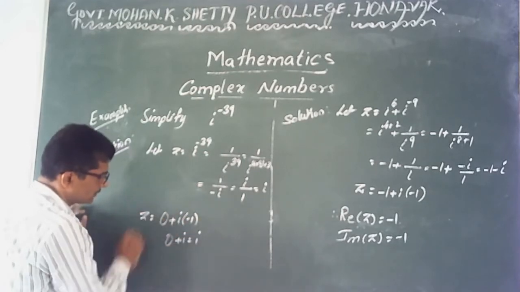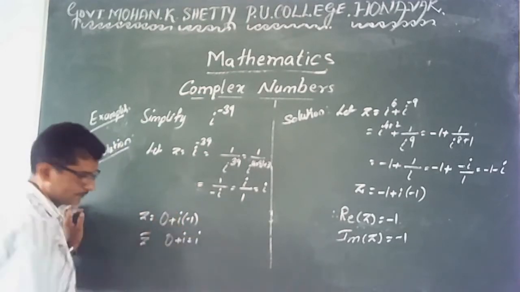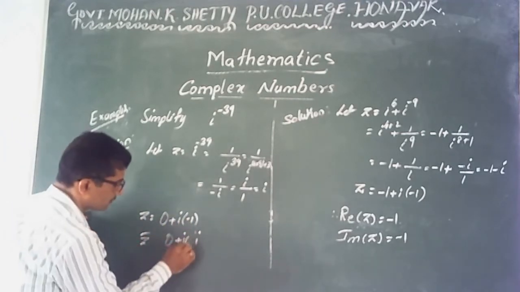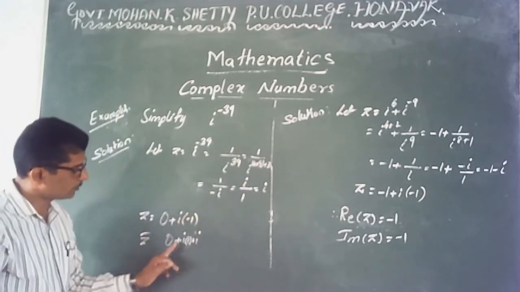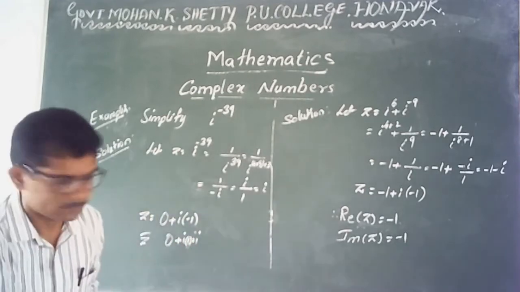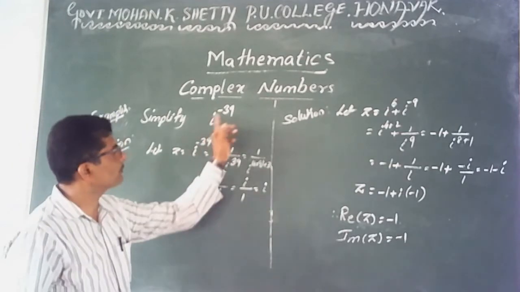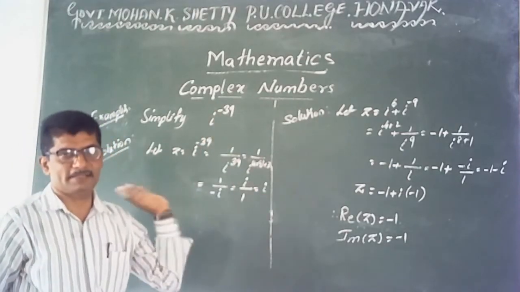This one is z bar. Just change the sign of the imaginary part. Its value is 1, and 1 into i gives i. Therefore, the simplest form of i to the power minus 39 is i.